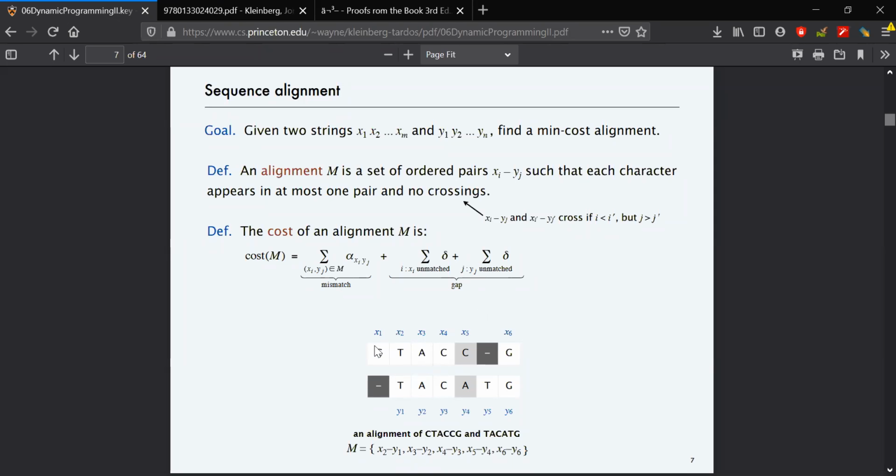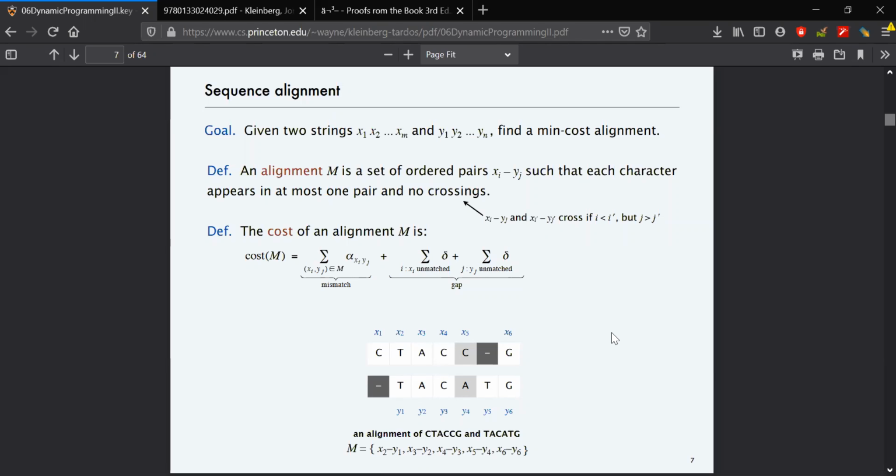Fine. So in this case, there are 2 gaps and there is 1 mismatch, right? And our goal is to come up with a minimum cost alignment. Fine. Now I'm going to go to the algorithm of this. Is the problem statement clear to everyone? You can stop and ask.